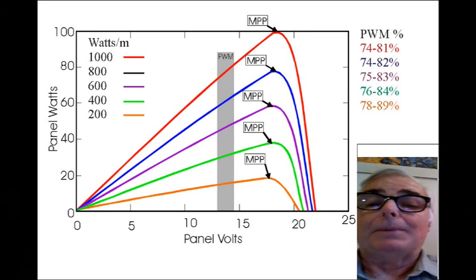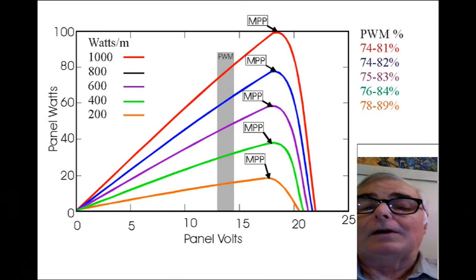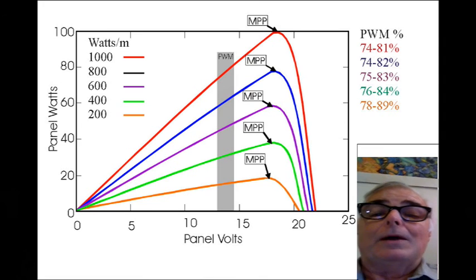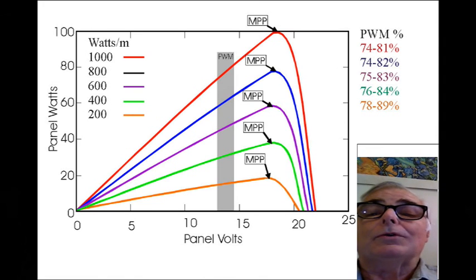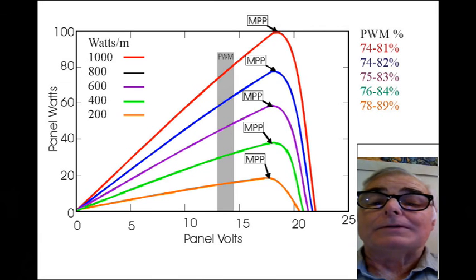And I've divided that power by the MPPT power to get a percentage of power for PWM versus MPPT for each curve. And you can see some interesting things here over on the right-hand side of the diagram outside the box. For bright sunlight right around noon, a PWM controller is going to deliver somewhere between 74 and 81% of the charge that an MPPT controller does.